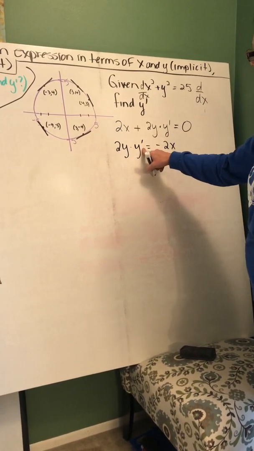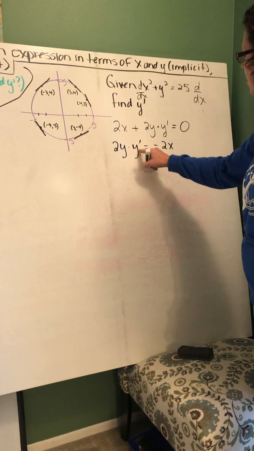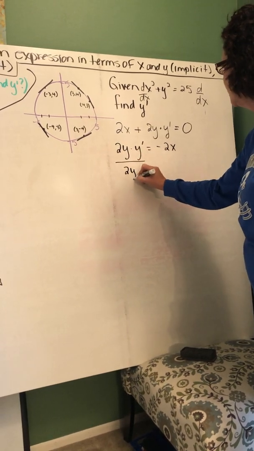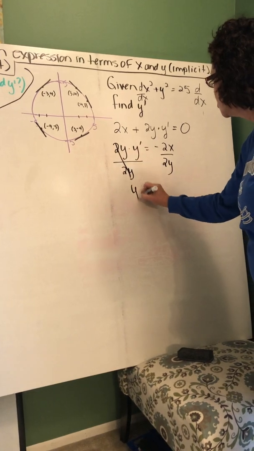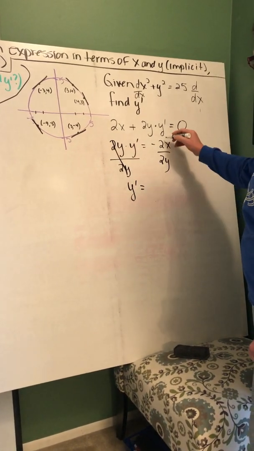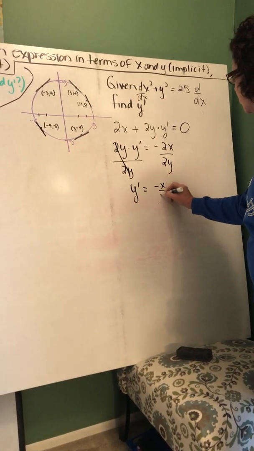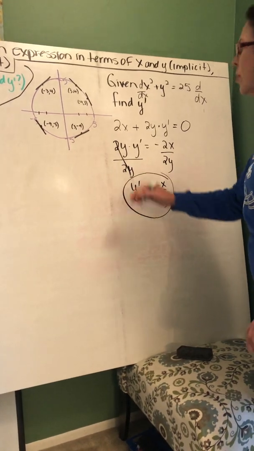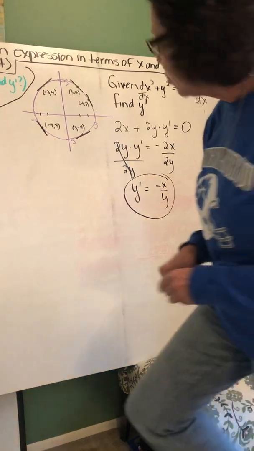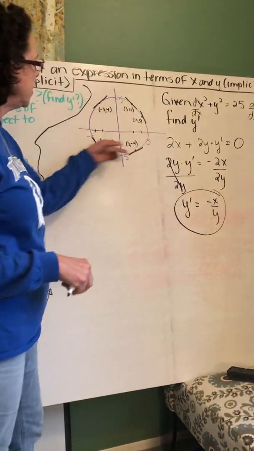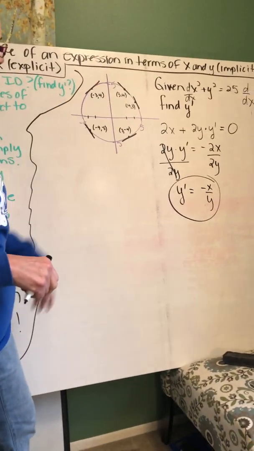And now I am going to get my y prime alone by dividing by 2y. And I get that the derivative of y, which was what I was shooting for, is negative x over y. What does this mean? I just wanted to show you, I drew a picture here. Notice that the points (3, 4), (4, 3), and all these points are on this circle with radius 5.